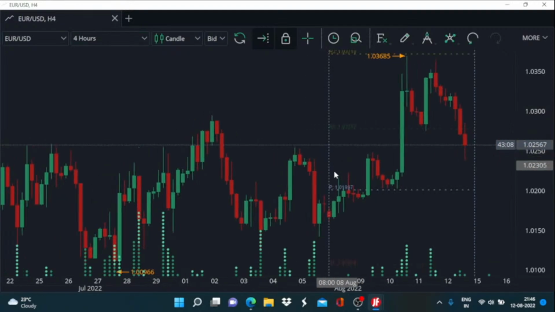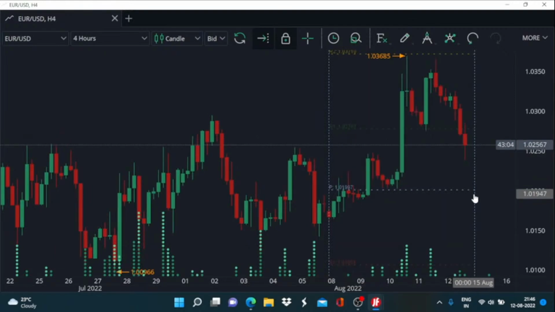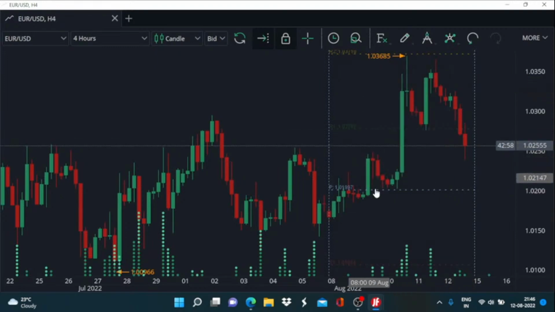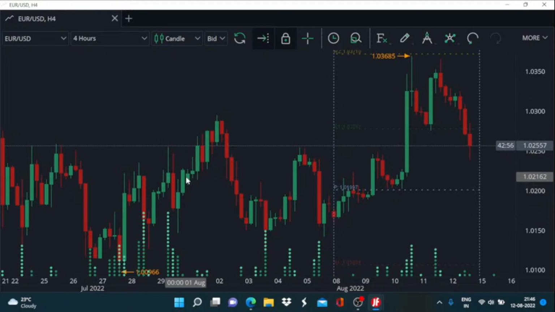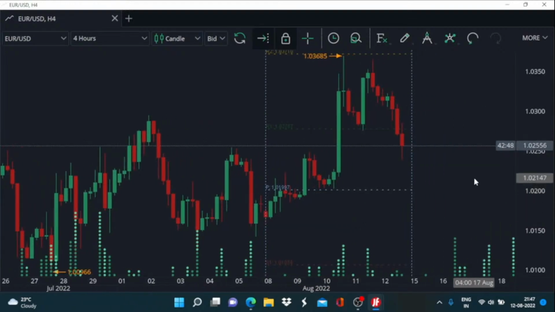All right, so this is now for the whole of the week starting from 8th of August till today. And these levels will remain constant for the whole of the week. It is drawn using the prior week's pricing mechanism, the price volatility. And whatever is the price volatility this week, it will be reflected in the plotting for the next week.